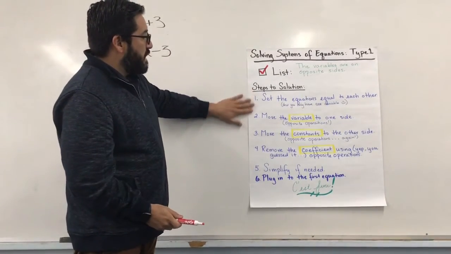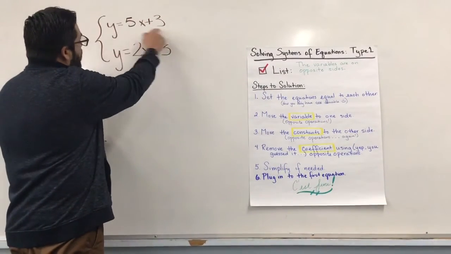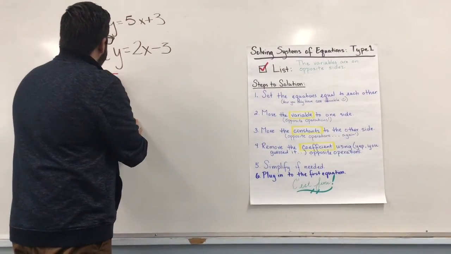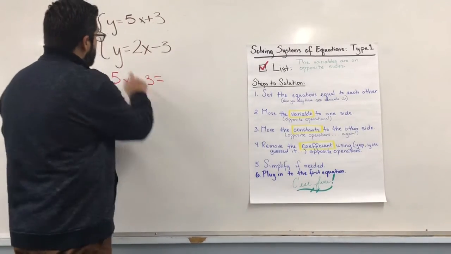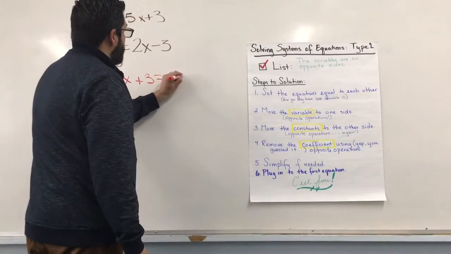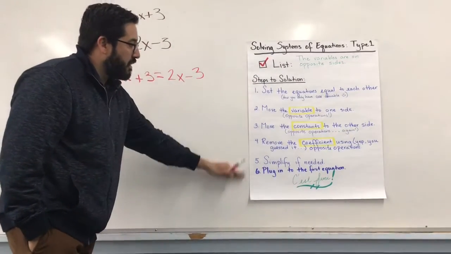So our first step is to set the equations equal to each other. So we're going to write out our equations. 5x plus 3 is equal to 2x minus 3.